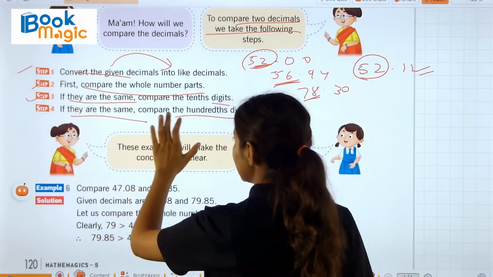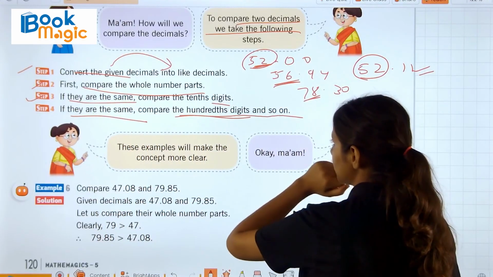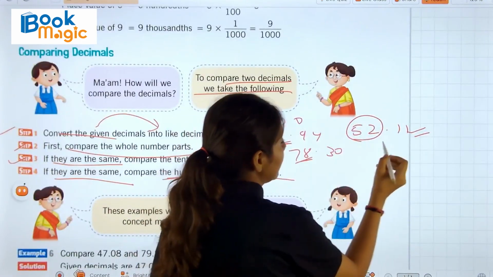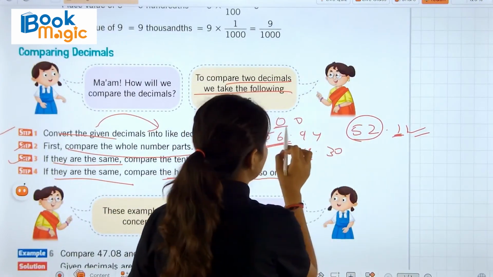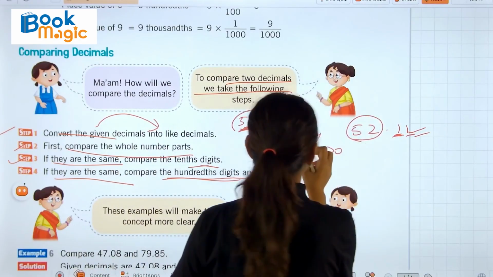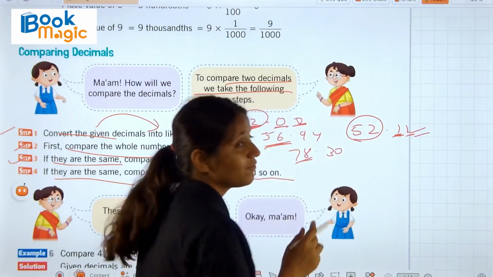If they are same, compare the hundreds digit and so on. So firstly we have to compare the tens place. Like 52 and then tenths place, this is one and this is having no value. Now you have to see the hundredths place. So you have to just compare them.